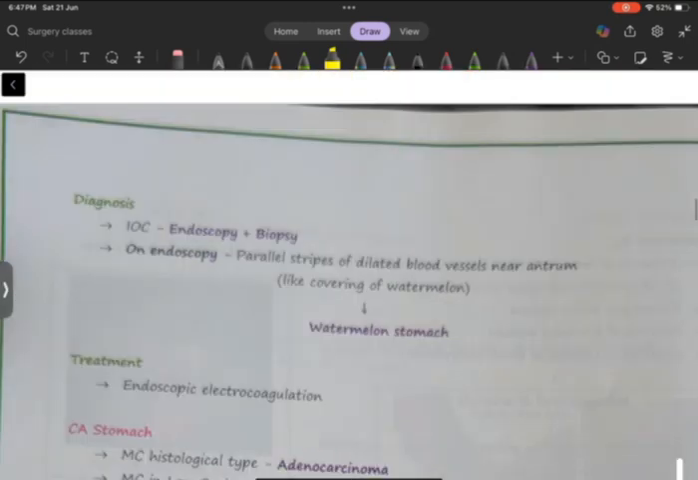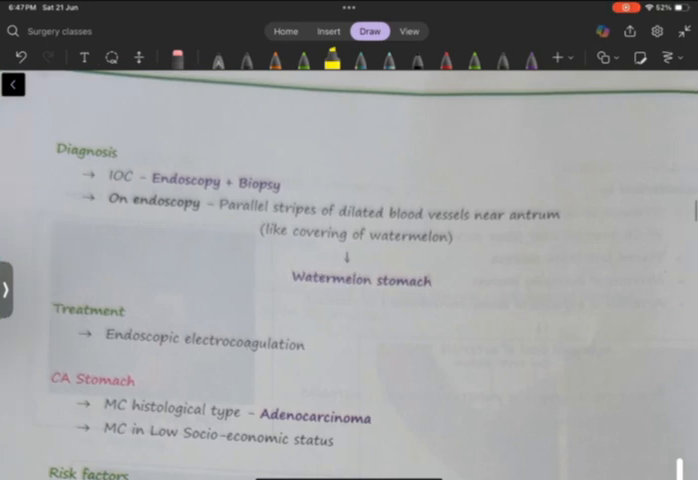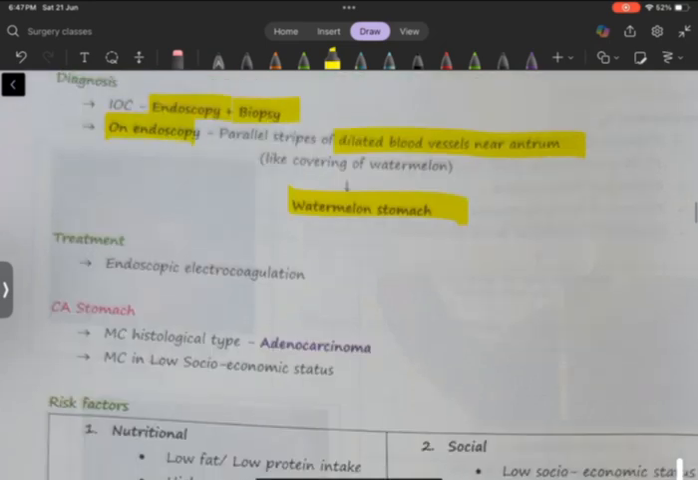Okay, so how will we diagnose it? Again, diagnosis is based on endoscopy. If on endoscopy it is appearing classically like a watermelon stomach, we can easily diagnose. If it's not, then we'll have to go for biopsy and see if the blood vessels are actually dilated. If there are parallel stripes of dilated blood vessels near antrum on endoscopy, then we can easily diagnose it as watermelon stomach. So what is the treatment?